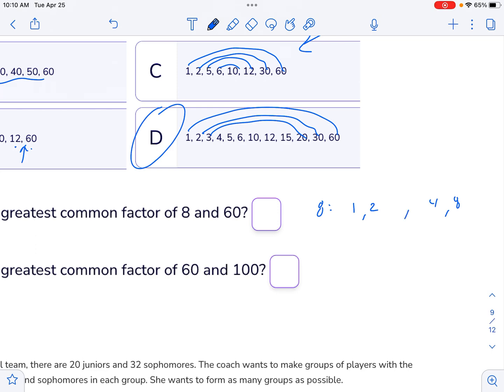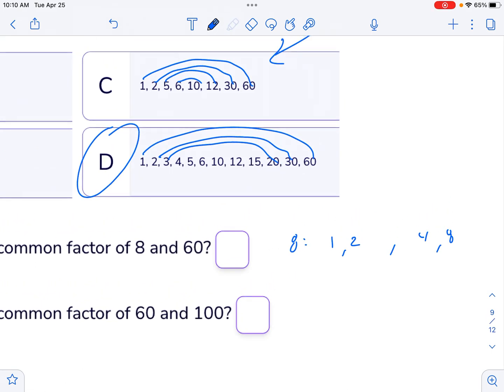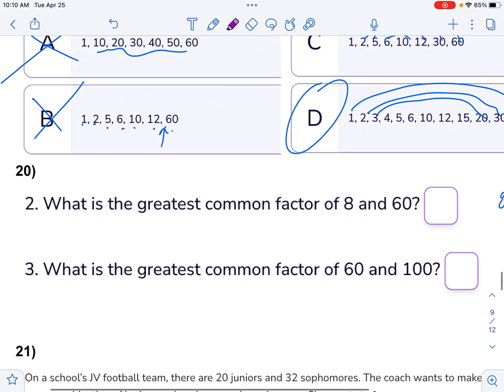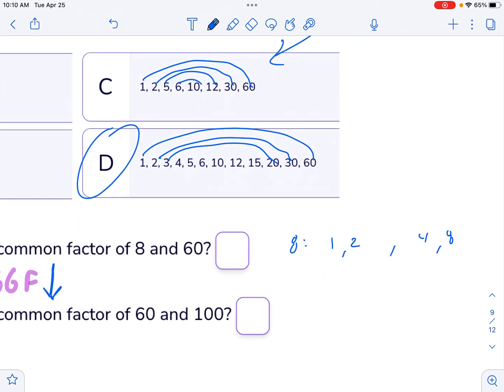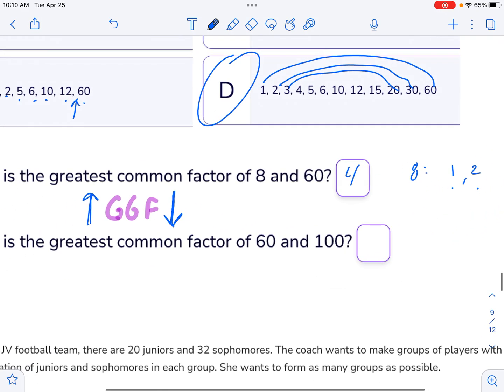Is there more? Nope, that's it. So what's my greatest, greatest common factor? Let me show you something. Greatest common factor: I want the biggest small number. Factors are the small numbers, the pieces that make it up, but I want the biggest one, the biggest small number. So 1 is in both of them, 2 is in both of them, 4 is in both of them, 8 is not in both of them. I want 4. 4 is the biggest small number.